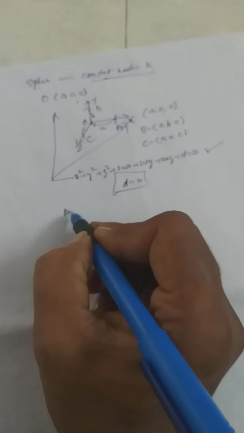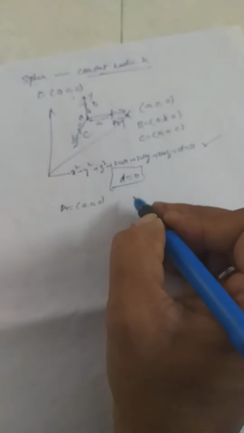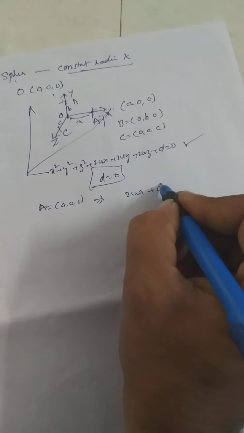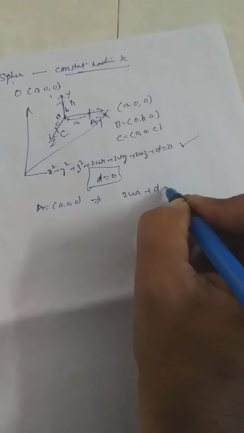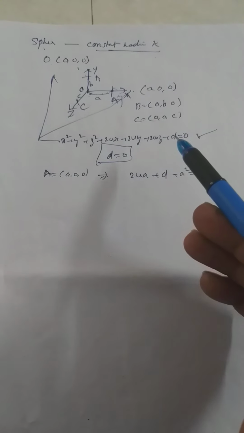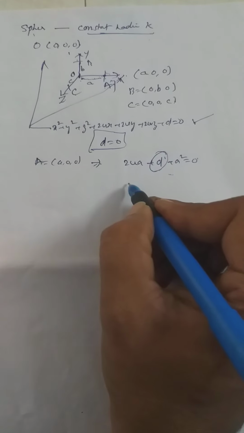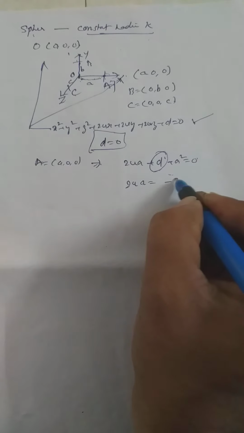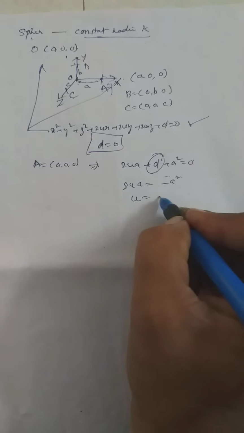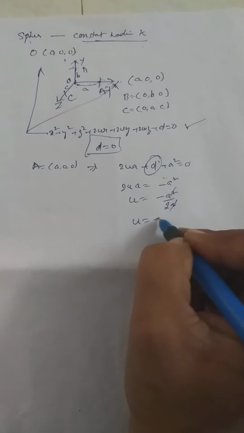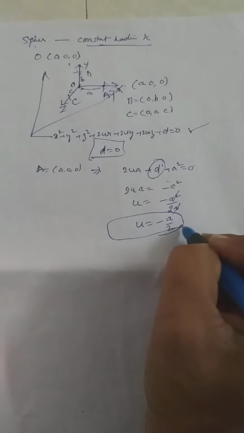Similarly, if you substitute A, which is a, 0, 0, then what will you get here? a square plus 2ua plus d is equal to 0. If you substitute a, 0, 0 in the general equation of a sphere, you will get this relation. But we know that d is equal to 0. So 2ua is equal to minus a square. Now u is equal to minus a square by 2a. The a gets cancelled. u is equal to minus a by 2.